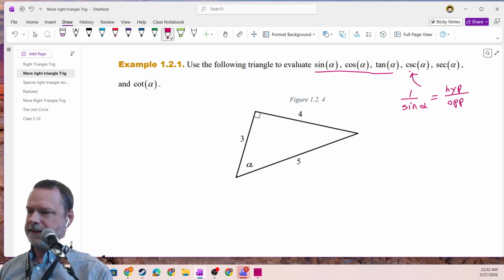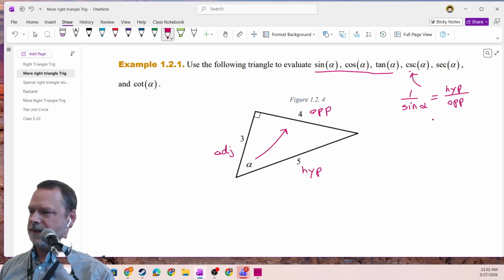So in our case, here's our alpha. Over here is our opposite. Opposite our right angle is our hypotenuse. And the last side is our adjacent. So what is 1 over sine of alpha? In this case, it is hypotenuse over opposite, so it's 5 over 4. There you go. It's as easy as that.